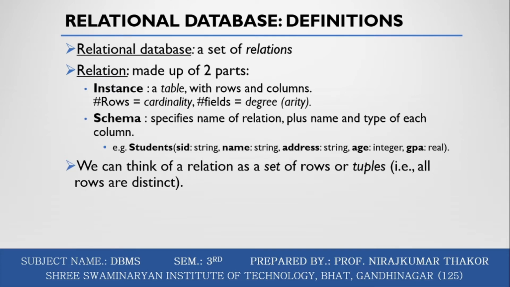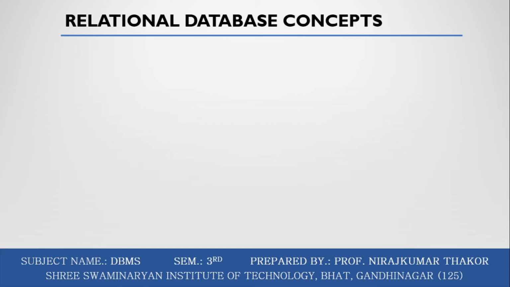We can think of a relation as a set of rows or tuples. All rows are distinct. Now, what is a tuple? Now first of all, what is a table? In the relational database model, a table is a collection of data elements organized in terms of rows and columns. A table is also considered a conventional representation of relations. But a table can have duplicate rows of data, while a true relation cannot have duplicate data. A table is the simplest form of data storage.